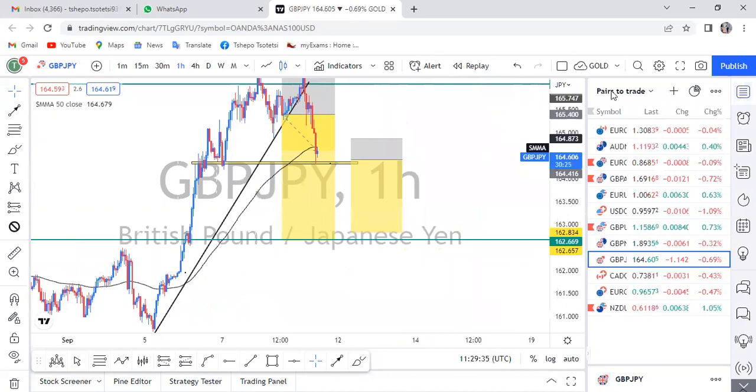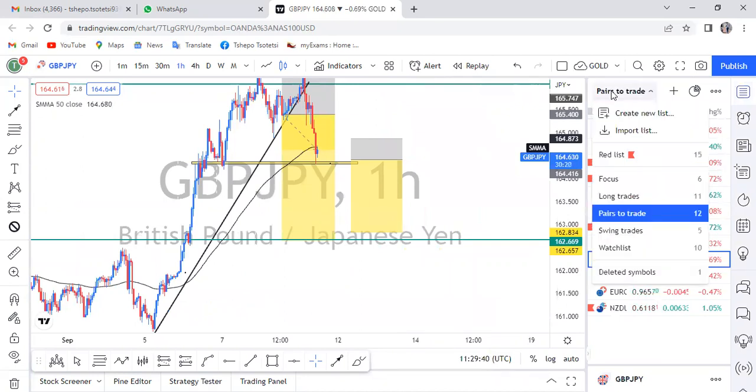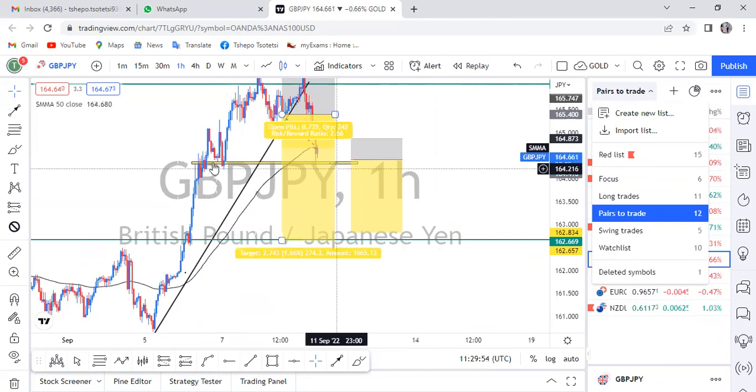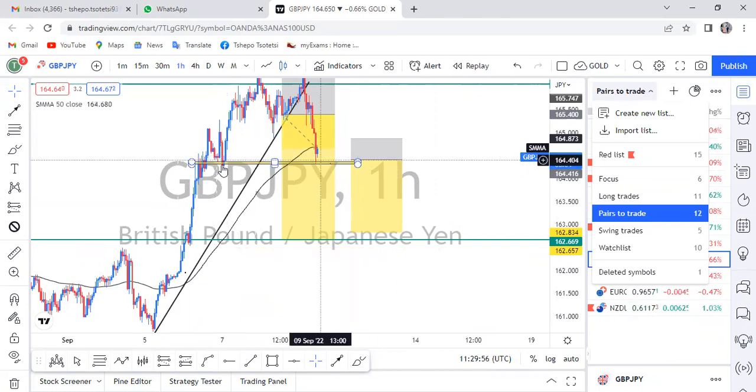If you're not using moving average, you're just using trend lines, where would you take another entry for sell? For sell, I will wait for it to cross this zone here, and wait for a retest.